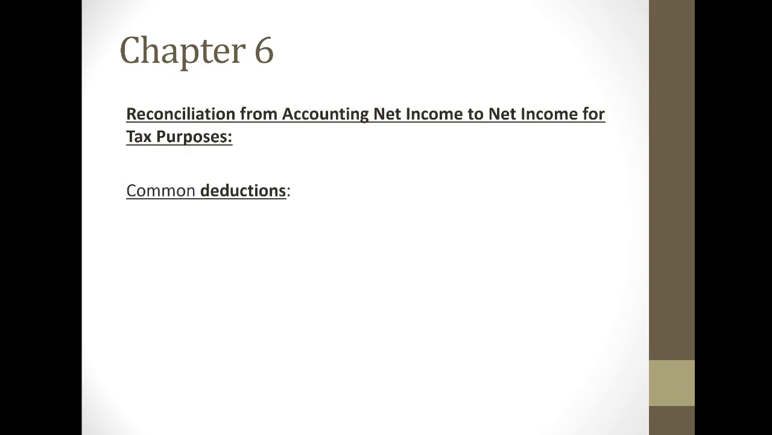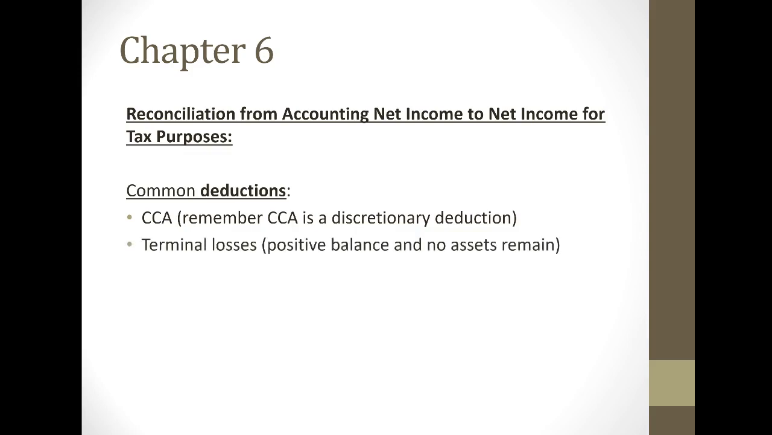Moving on to the next slide, let's look at some common deductions. Now, one of the most common deductions is CCA. In the previous slide, we said that a company has to add back their tax amortization. And so what they do get to deduct is their capital cost allowance or tax amortization. Now remember that CCA is a discretionary deduction. A business can deduct anywhere from 0 to the maximum amount.